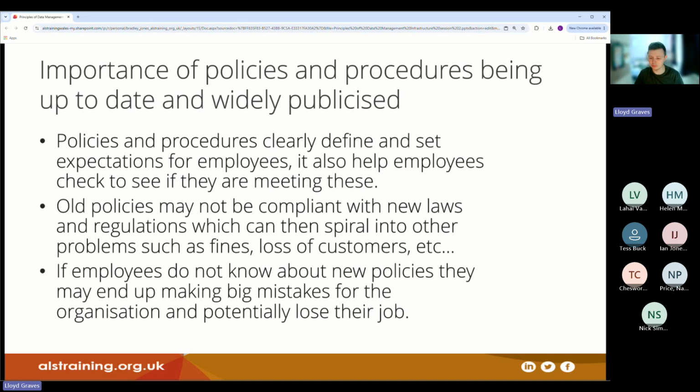Sometimes the employer will have more of a push to make sure that people are reading those and understand them, and things like that. So that's that kind of last point there.